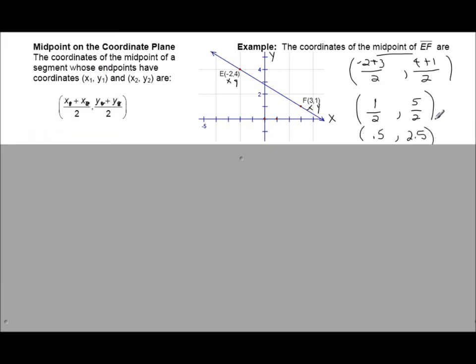So then I would just graph this coordinate, and it should look like it's directly in the middle of the segment that they gave me. So I'm going to go, this is my x value, this is my y value. I'm going to go over about 1/2, and I'm going to go up 1, 2 and 1/2. And it should be pretty clear that that is directly in the middle of the segment that's been given to me.